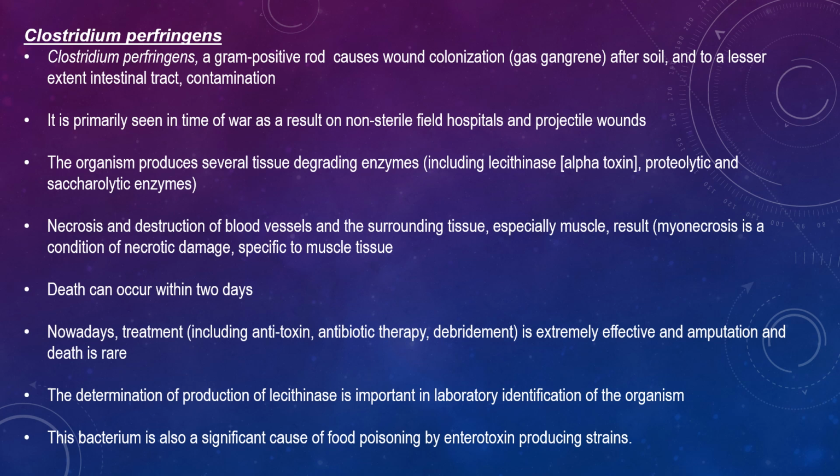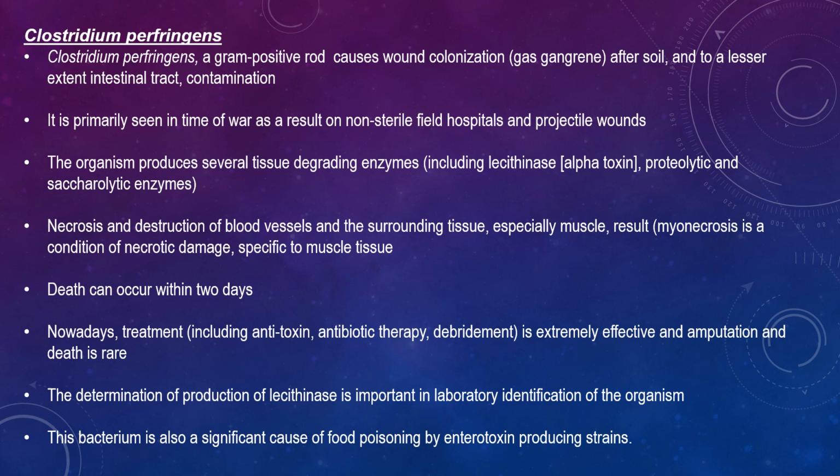Gas gangrene can easily be identified by the large blackened sores and loud and distinct sound caused by gas escaping from necrotic tissue. It is a moist gangrene, in contrast to dry gangrene, which is not caused by bacterial infection. This organism produces several tissue-degrading enzymes, including lecithinase, alpha-toxin, proteolytic and saccharolytic enzymes. Necrosis and destruction of blood vessels in the surrounding tissue, especially muscle, result in myonecrosis, which is a condition of necrotic damage specific to muscle tissue.